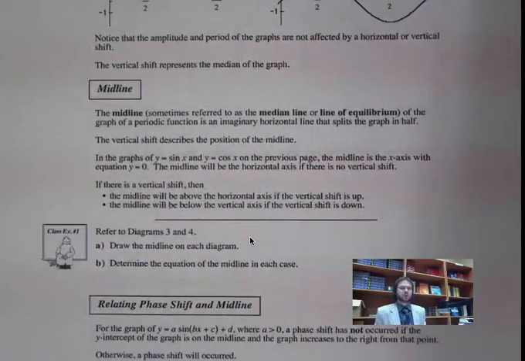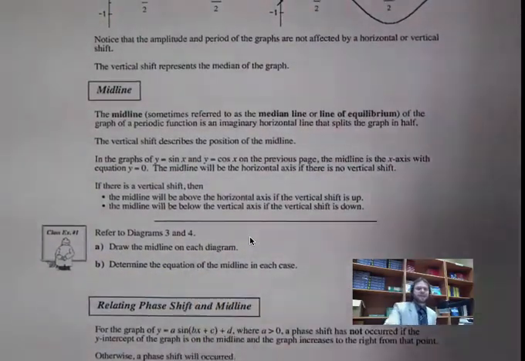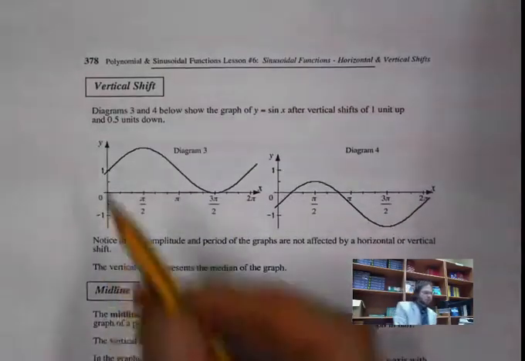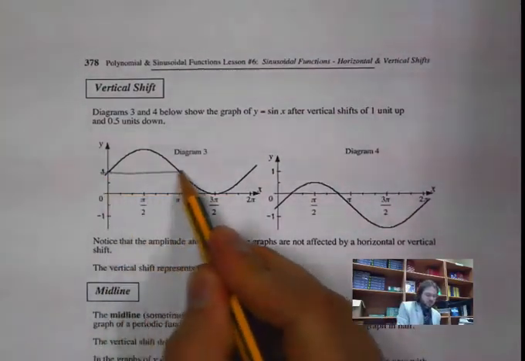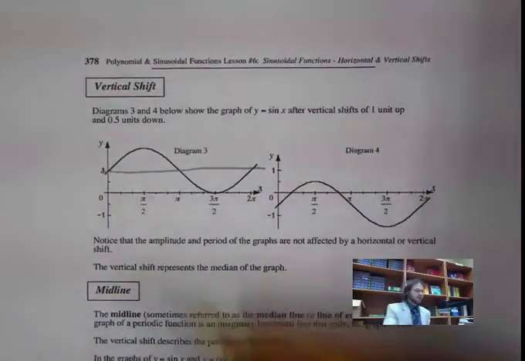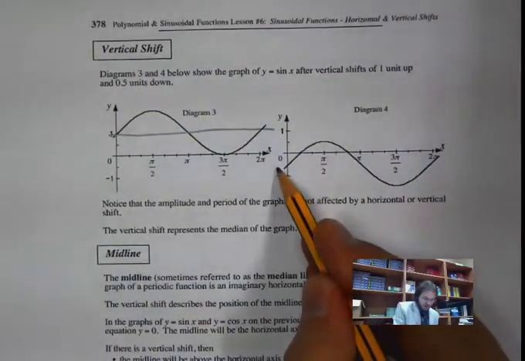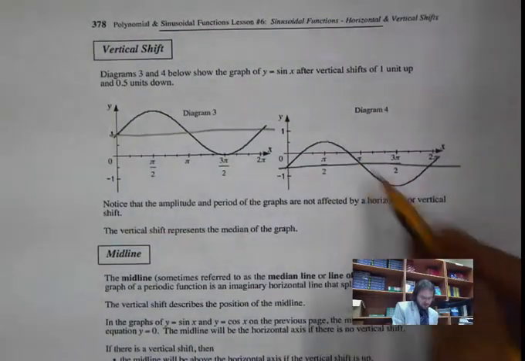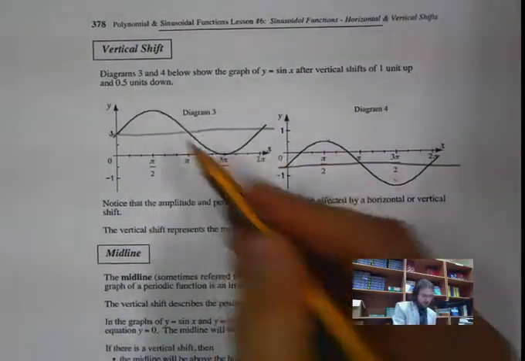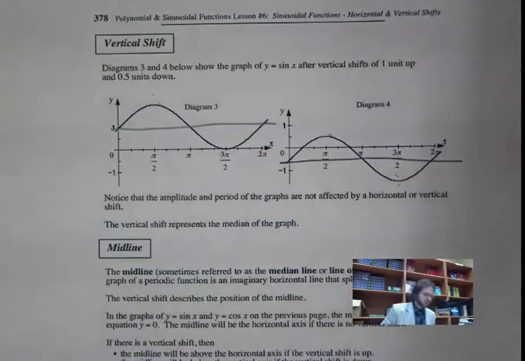So here's our first question. It says, draw the midline in each diagram. I want to draw the midline in the first one. It is up here, right? There is my midline. For the next one, the midline is somewhere down there, because it's in between the max and min. That's my midline. If it stopped, it would be around there.